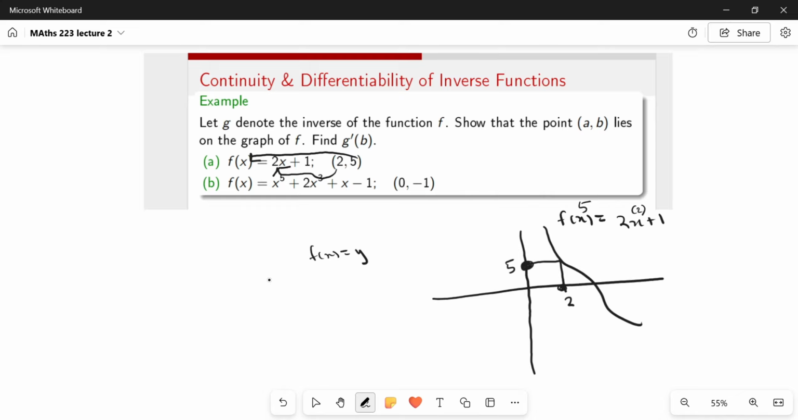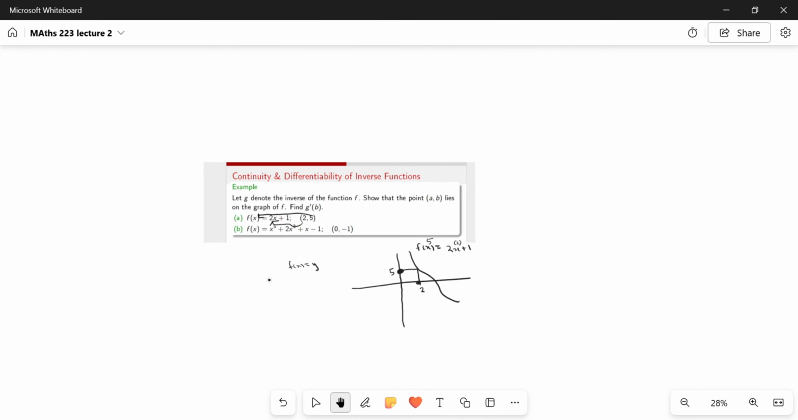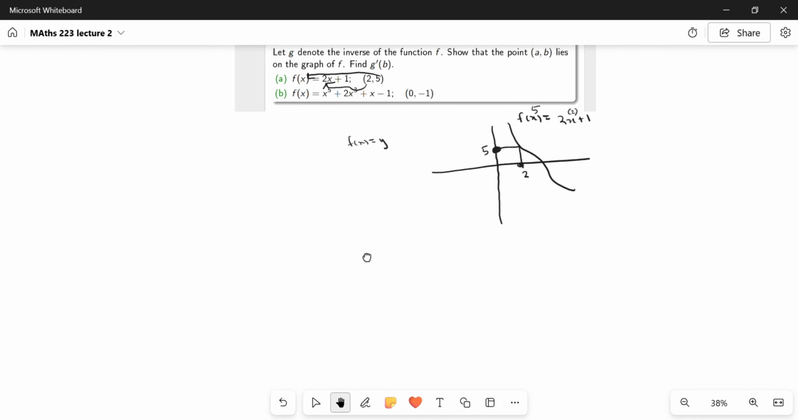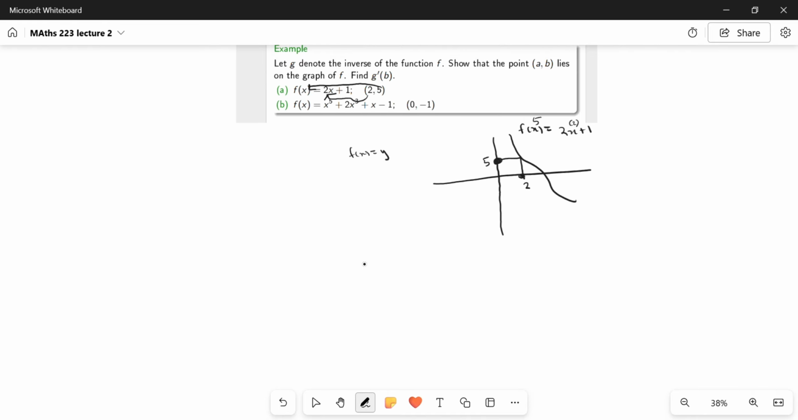Now, find the derivative of g at b. Let's see how we are going to go about it. Remember the formula we solved a few seconds ago. Find g prime of b. We saw that g prime of b is equal to 1 on f.